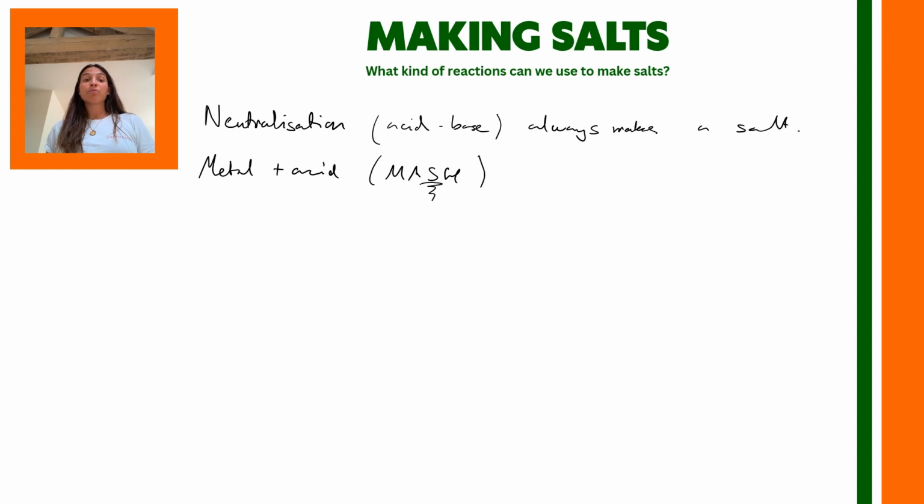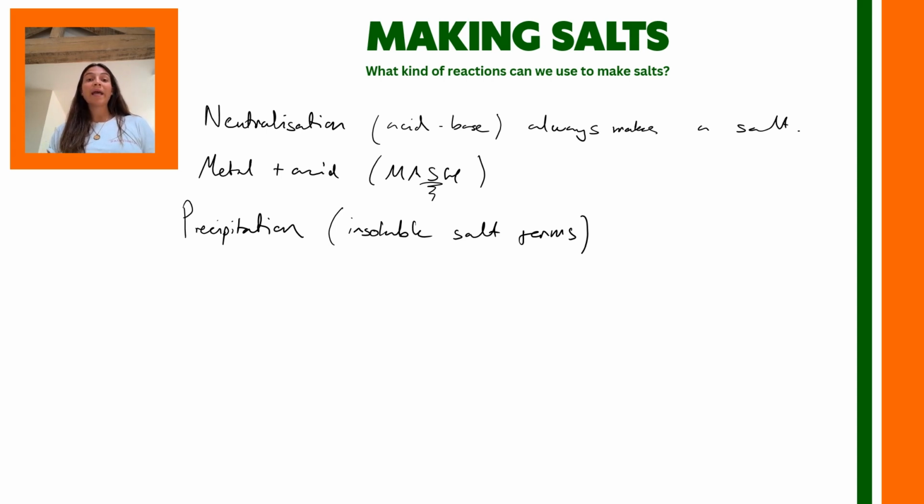Or again, from previous work, if we have a metal and an acid, and remember our mnemonic MASH, what we get there, metal and acid, gives us salts, and also H there is for hydrogen. And these two reactions can make soluble salts or insoluble salts. It really just depends what you're using. And the final one is your precipitation reaction, which is the one that's been introduced in this topic. And that's how you get insoluble salts forming.